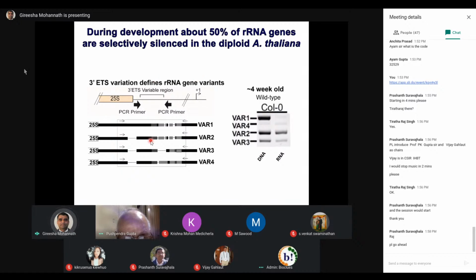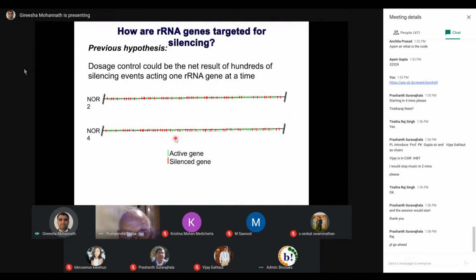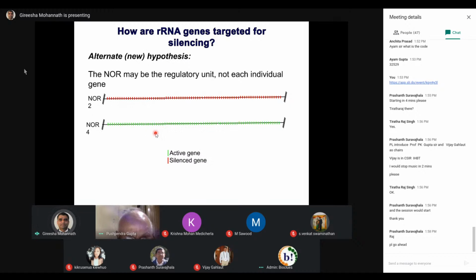However, the question was, how are these targeted for silencing? The previous hypothesis was that maybe each gene is targeted individually on different NORs. But accumulating a lot of evidence, we showed that it is not so. It is rather chromosome based. On chromosome 2, they're all silenced. On chromosome 4, they're all active. So this was the question we were trying to address.